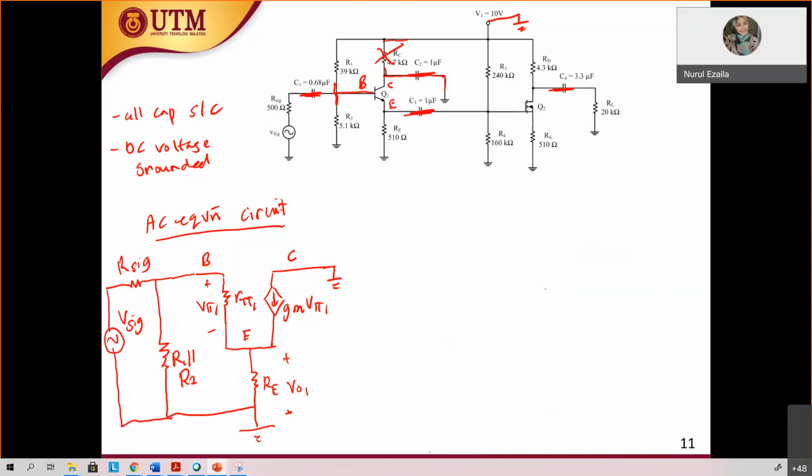Okay, V signal. All right, that's it. That's what's left. All right, so now let's look at the Q2 pula. This is Q1. Let's take a look at Q2.